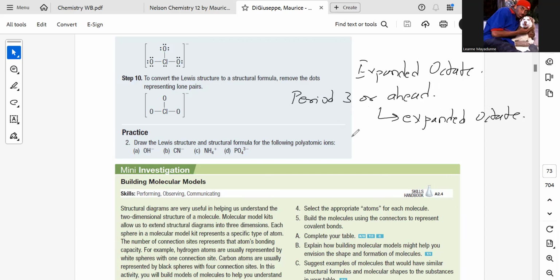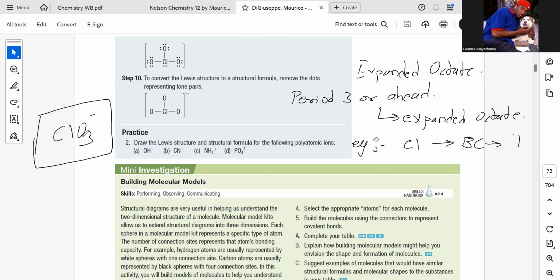Example, chlorine. If you see the bonding capacity of chlorine, it is 1, correct? But there is a molecule called ClO3 minus. So we can have this polyatomic anion, ClO3 minus. That is possible. So in that case, let us draw the structure.